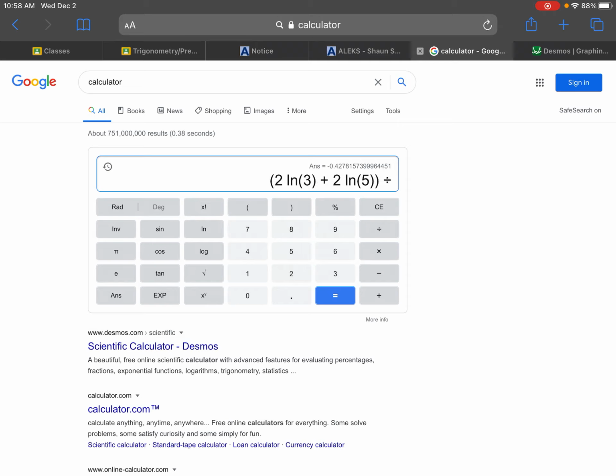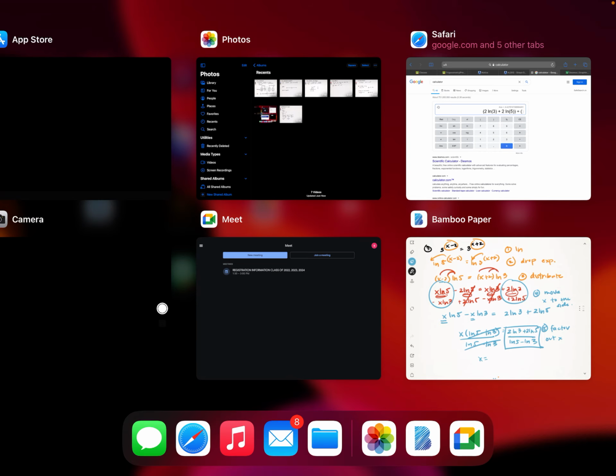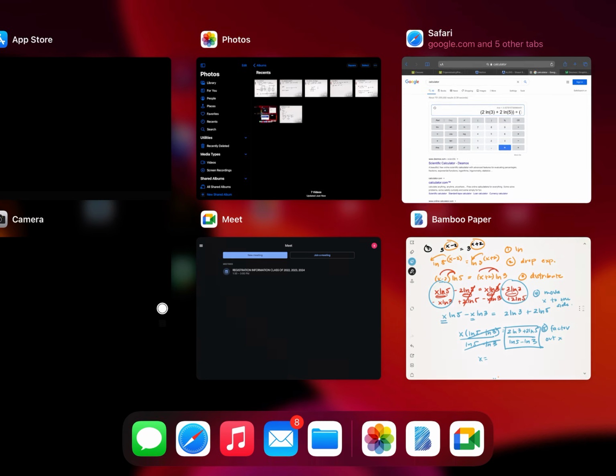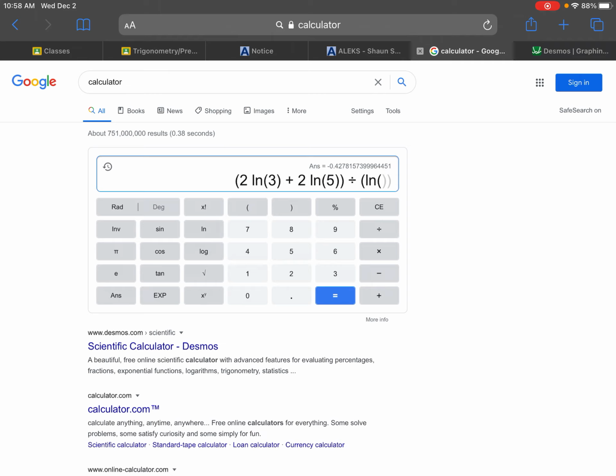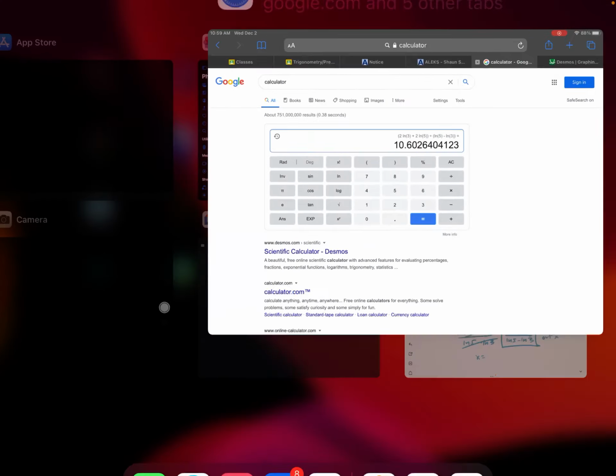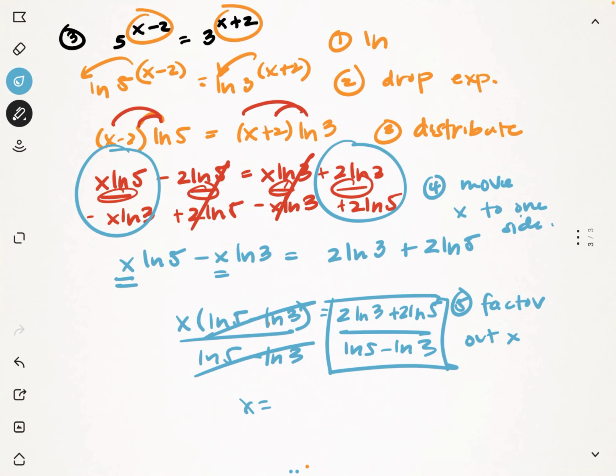And then divided by, and put parentheses again, it's going to be ln 5 minus ln 3. Yeah. Okay, so ln 5, close out parentheses, minus ln 3, close that parentheses, and close the whole bottom parentheses, right? Let's hit equal here, and we get 10.603. Okay, and that is it.